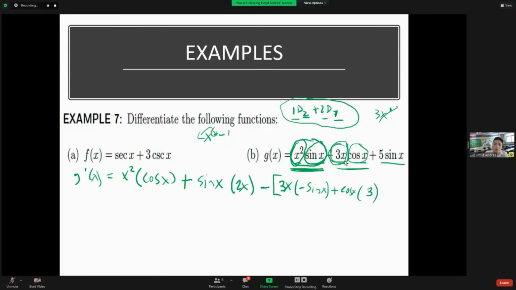Next, the last term. This is actually a product between 5 and sine x. But we don't need first times second, second times first because it's a constant. So we can use the constant multiple rule, which means we just copy 5. So plus 5 times the derivative of sine. And the derivative of sine, as before, is cosine x.